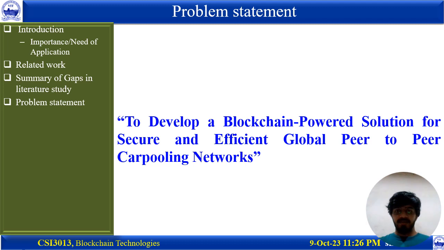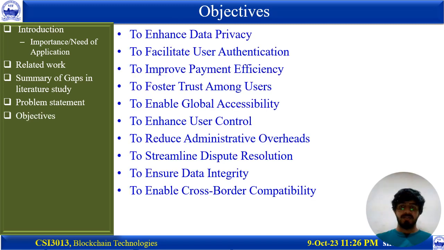Hello, I'm Aarya Ashok, and I shall be stating the problem statement, the objectives, and the architecture diagram that we have proposed. So the problem statement is that we are planning to develop a blockchain-powered solution for a secure and efficient global peer-to-peer carpooling network. Now let us discuss the objectives of our project.